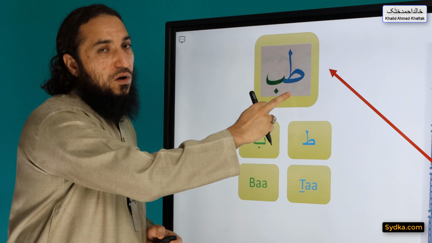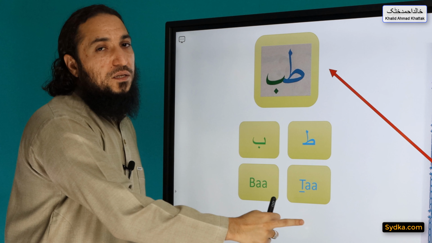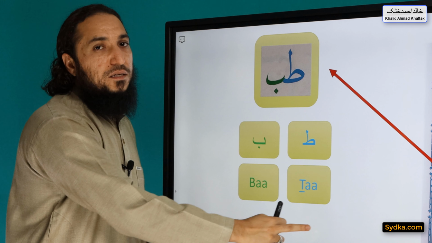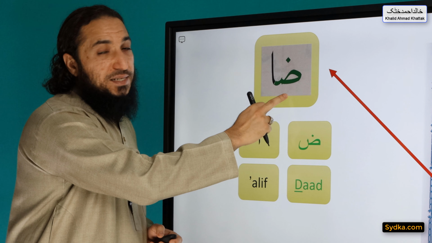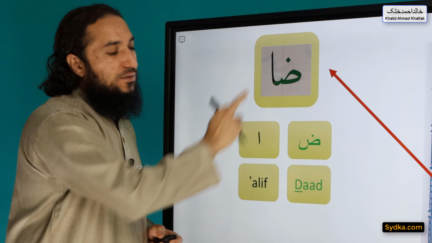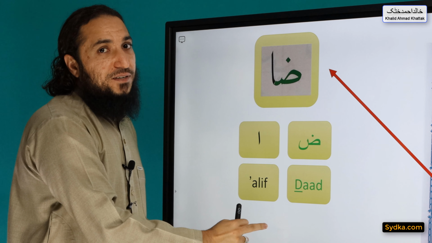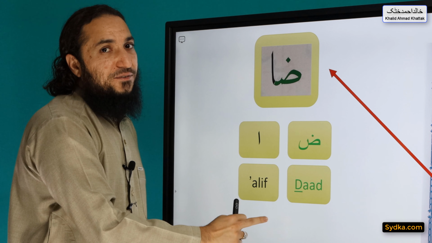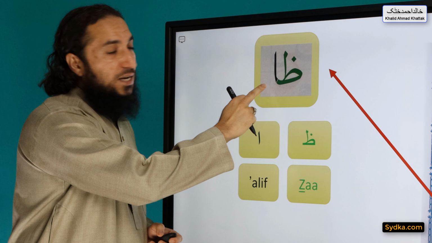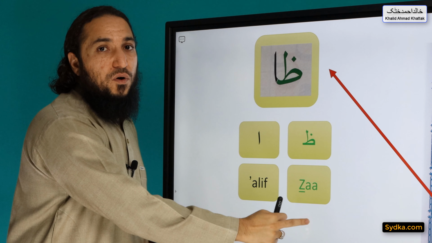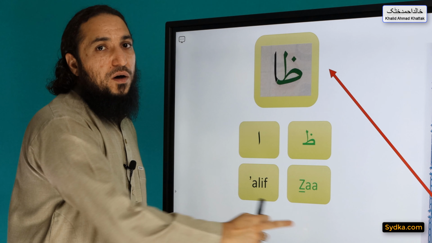The first one is ta, the second is ba. Ta ba, ta ba. The first letter is dad, the second is alif. Dad alif, dad alif. The first letter is dha, the second one is alif. Dha alif, dha alif.